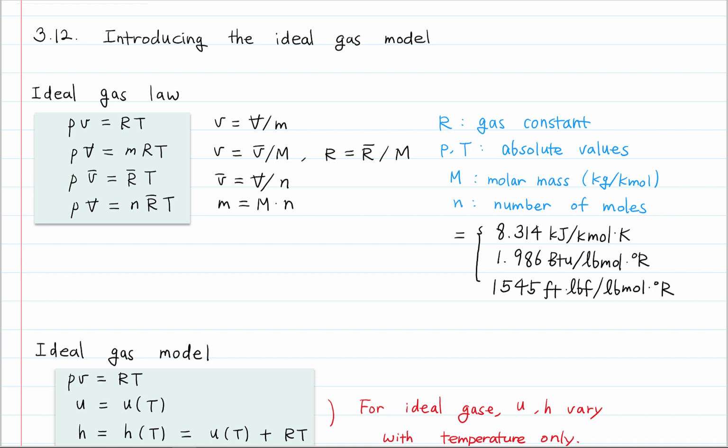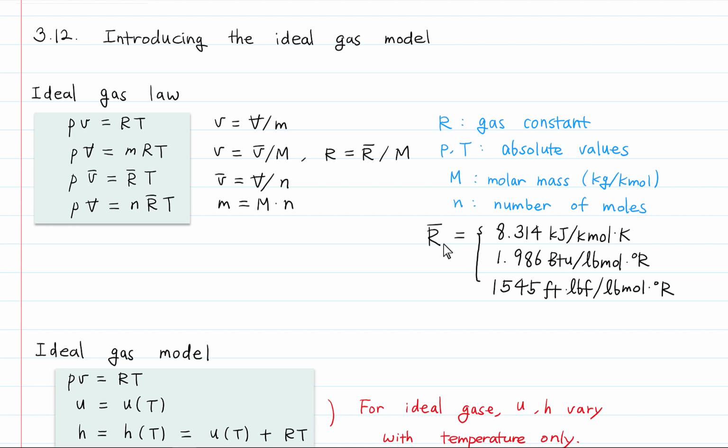for a substance. P is the absolute pressure. Do not use the gauge pressure in the ideal gas equation. V is the specific volume, and R is called the gas constant. The gas constant is different for each gas. It can be calculated from the universal gas constant, R bar, divided by the molar mass or molecular weight of the gas. So the universal gas constant is used for any gases. It is divided by the molecular weight of the specific gas to determine the gas constant of the gas.